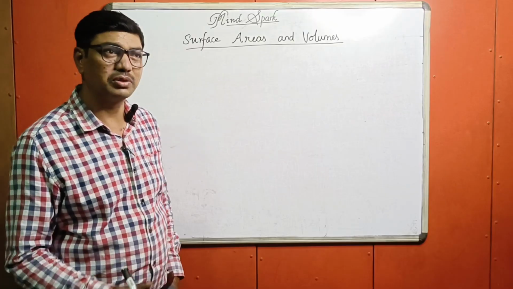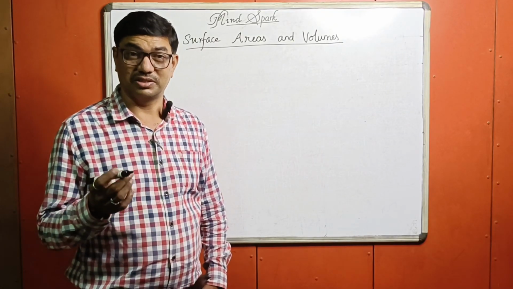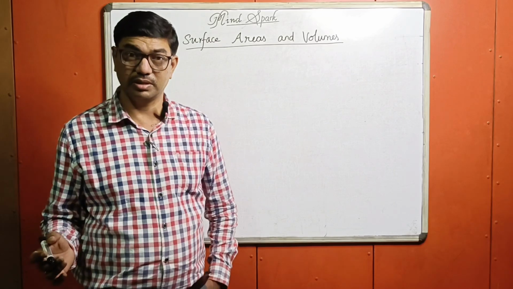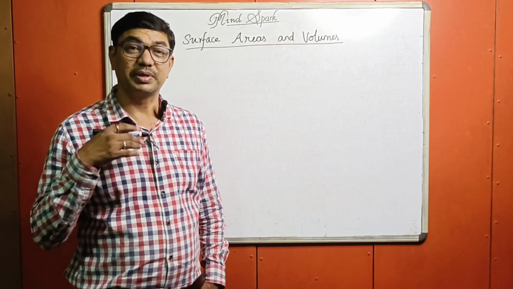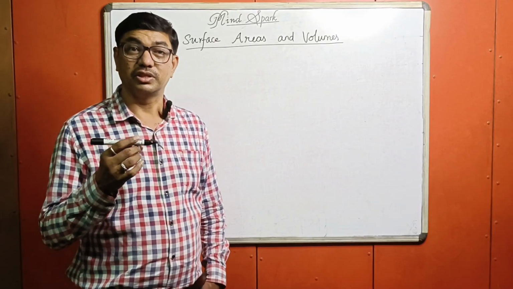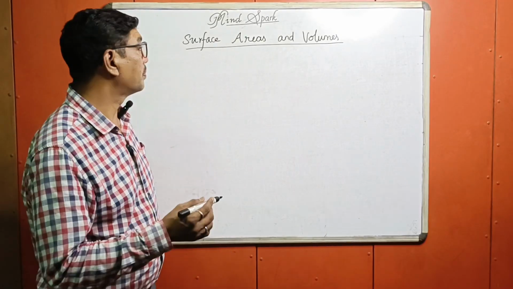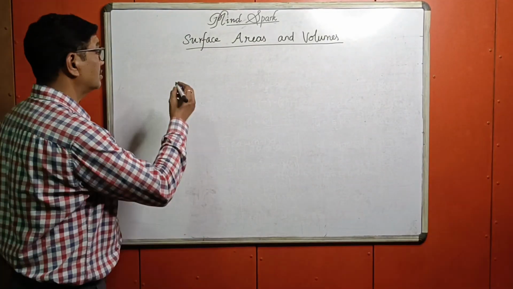Okay, I'll give some basic ideas, what children need. The textbook gives some information, and I'm giving some information which is very sequential, and children can understand easily. So here we'll start with the first one, that is the cube.